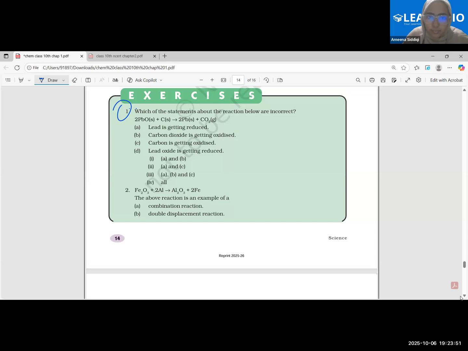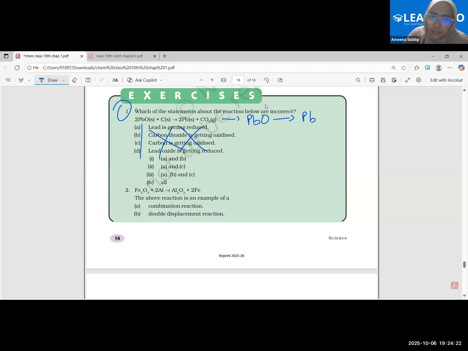Leave these options for now. Just see this reaction and tell me what is happening in this reaction. Lead is getting reduced, and copper is getting, from PbO2, lead oxide is getting reduced to lead metal.